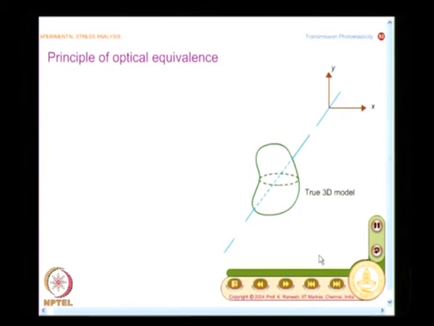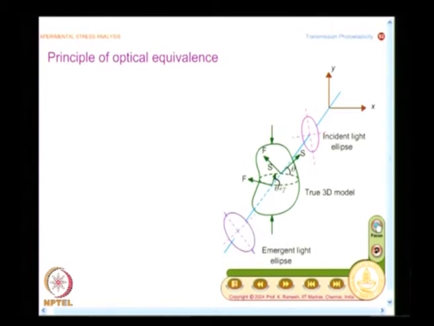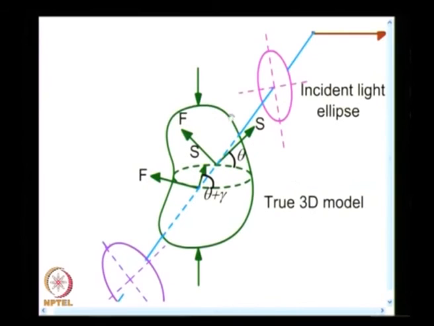Here also you need to make a neat sketch, and let us hypothesize what we call optically equivalent. We also need to bring in new terminologies. What I have here is a 3 dimensional model, and we have seen that in general a light ellipse impinges on the model, and because of the stress distribution along the light path, the incident light gets altered and comes out as some other light ellipse with some azimuth and orientation.